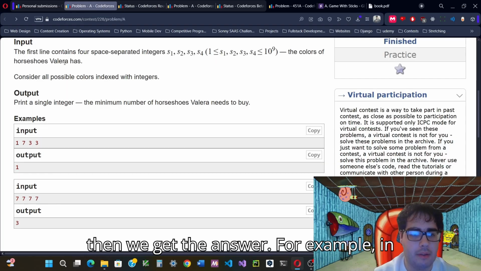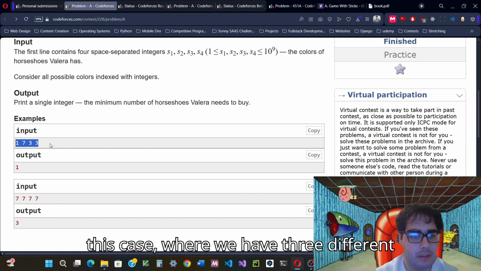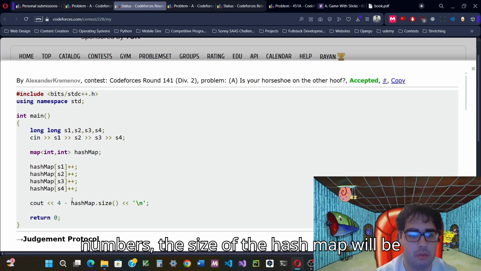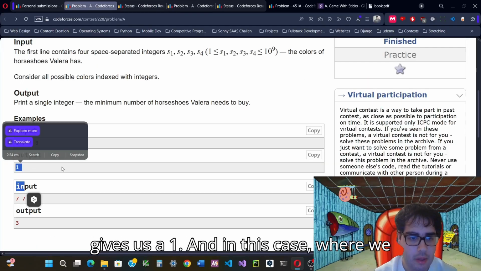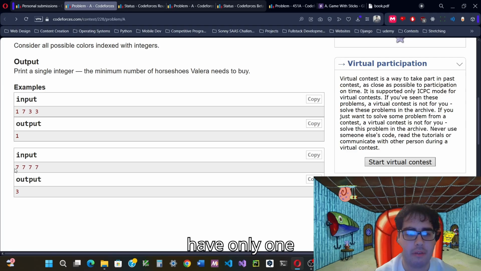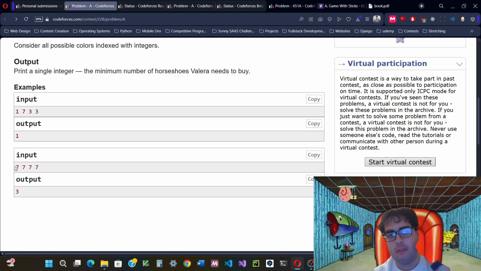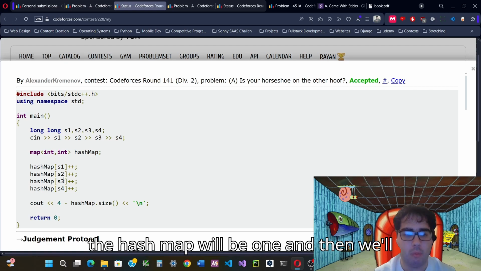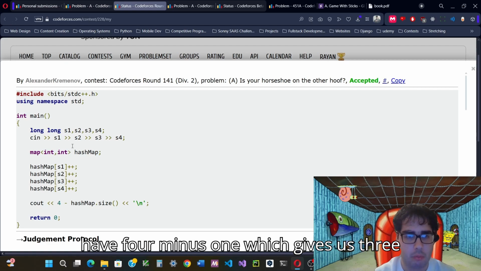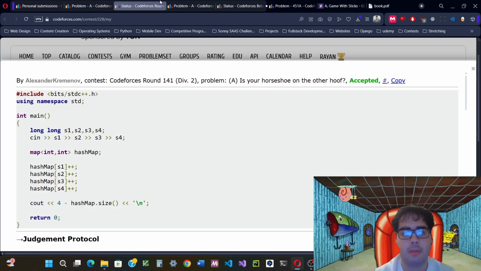For example, in this case where we have three different numbers, the size of the hash map will be 3, so it's going to be 4 minus 3, which gives us a 1. And in this case where we have only one unique number, the size of the hash map will be 1, and then we have 4 minus 1, which gives us 3.